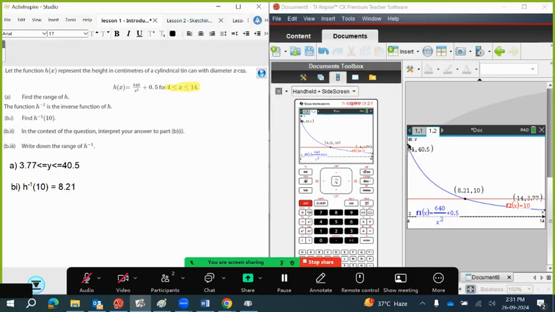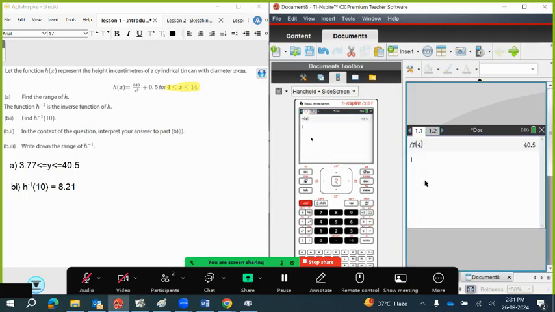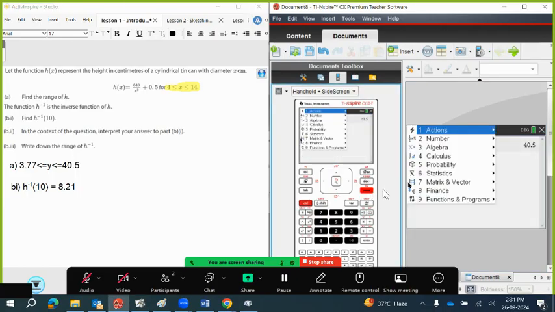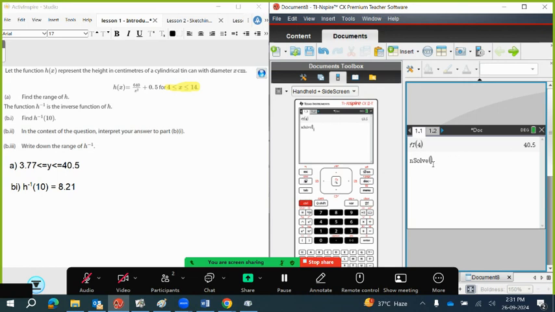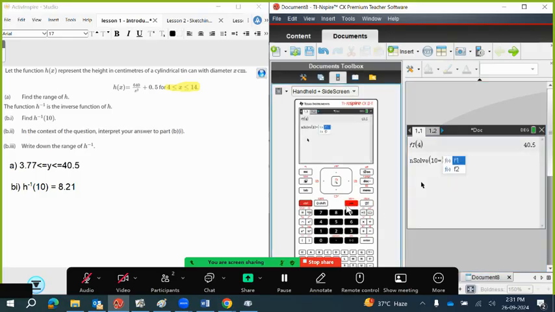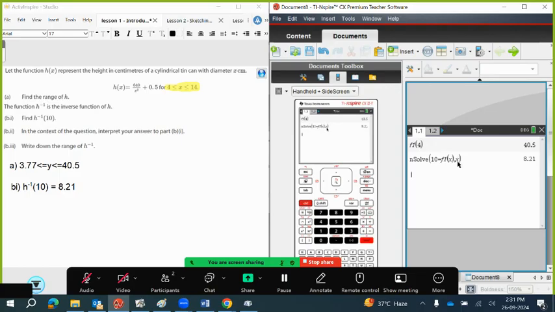This is graphically. You can do it on the calculator here on this page as well using nsolve. So menu, algebra, nsolve. And what we want is to know when the original function is equal to 10, what is the y value? So we put the original function in here and then solve for x. We get 8.21.